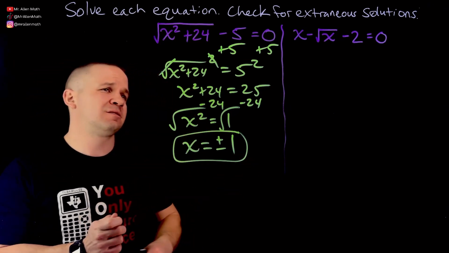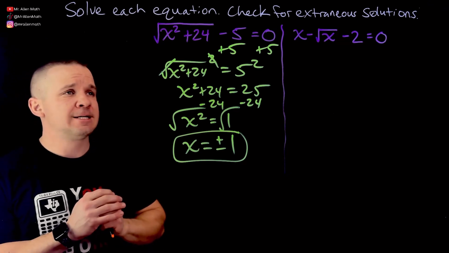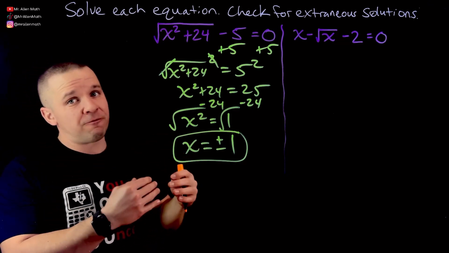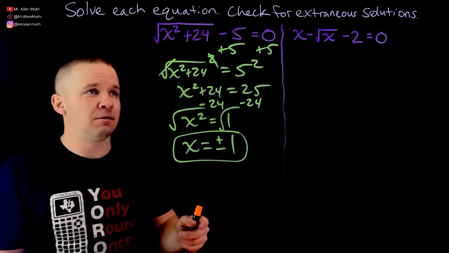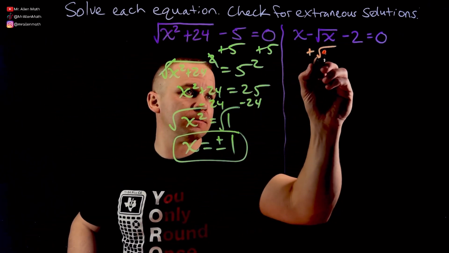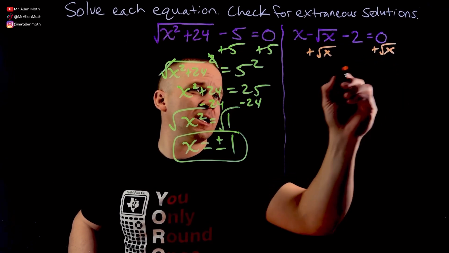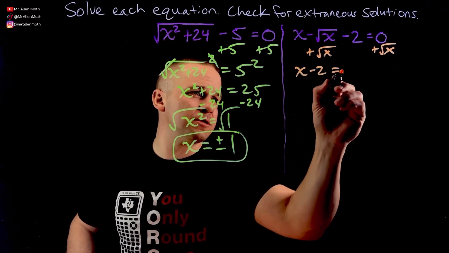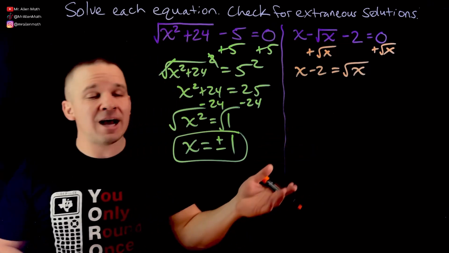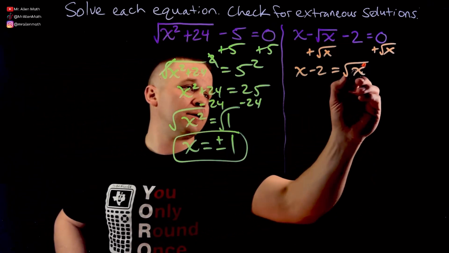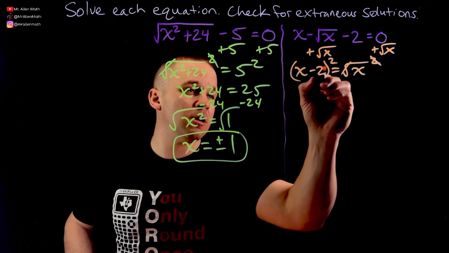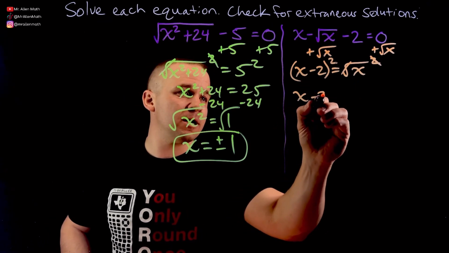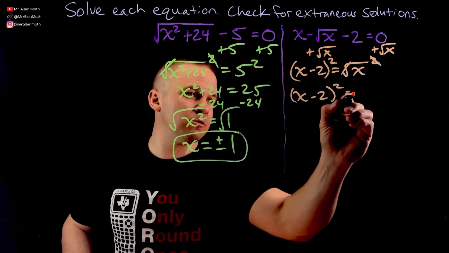Okay? Let's do this next problem here. Oh my goodness. This one's a little bit trickier. First major step, first hurdle here is getting the radical by itself. So let's do that. I'm just going to add the square root of x. And I get x minus 2 equals the square root of x. Now I can square this side to get rid of the radical, but whatever I do to one side, I have to do to the entire other side. And I get x minus 2 squared is equal to x.